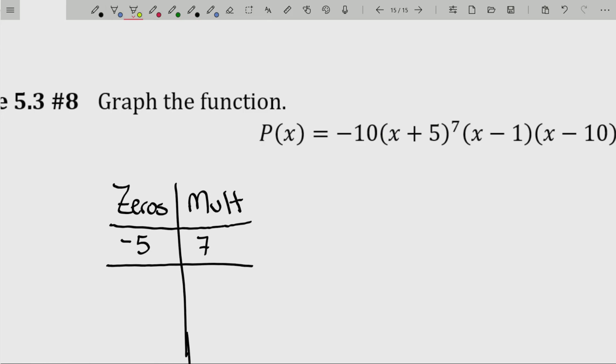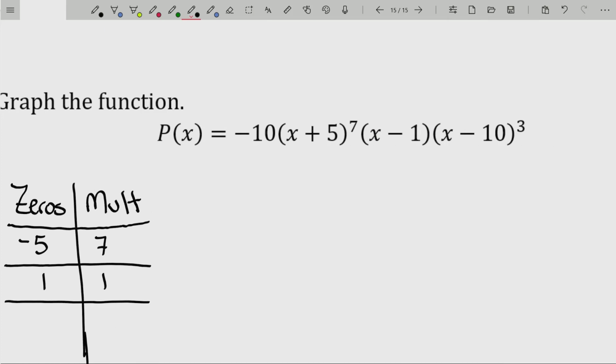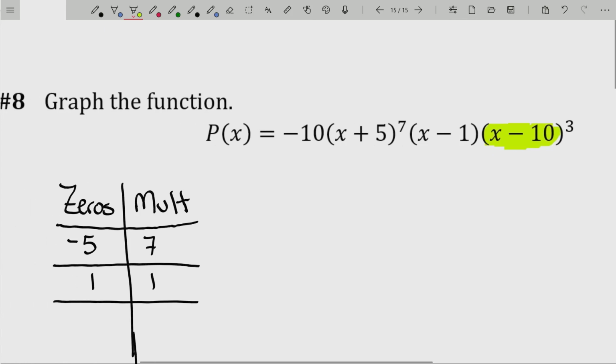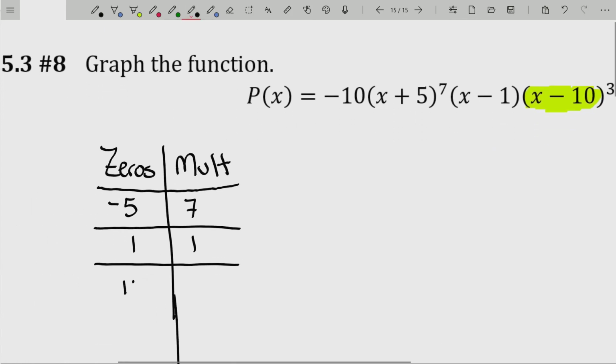The next factor will occur at x equals 1, because again, 1 plugging in for x will turn that into 0, so 1. And by the way, the multiplicity of that is 1. I'll erase that. And finally, we have an x minus 10 to the third. That contributes a 0 at x equals 10, because that turns that into 0. And its multiplicity will be 3. I'm going to write that down. 0 at 10, multiplicity of 3.